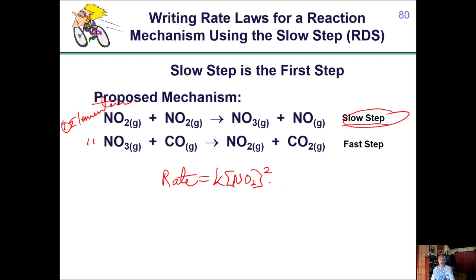Now, it has to be consistent with the experimentally determined rate law for the particular reaction. We did that, and we discovered that the rate law for the reaction is in complete agreement with the rate law for the first elementary step, which is the slow step, which is exactly the same. It's second order in NO2.